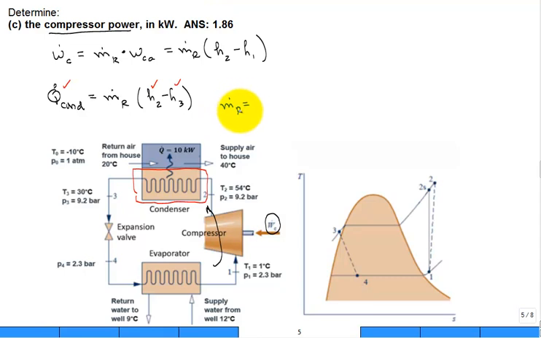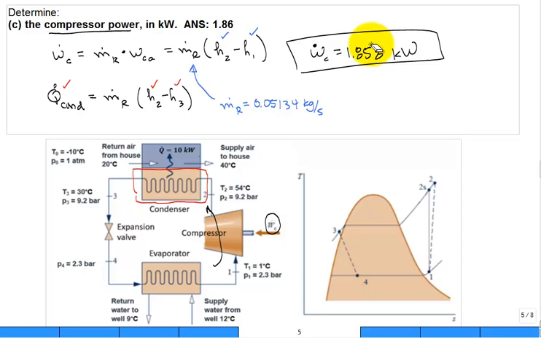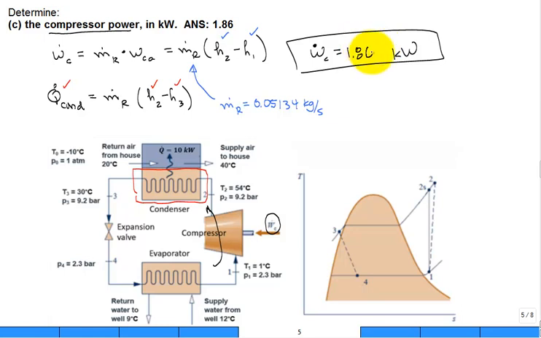Comes in at 0.05134 kilograms per second. Then we can use that. Now, knowing the 2 enthalpies, we can calculate the power W dot needed to run the compressor. Comes in at 1.858 kW. Okay. Knock it down to 3 significant digits, 1.86 kW.